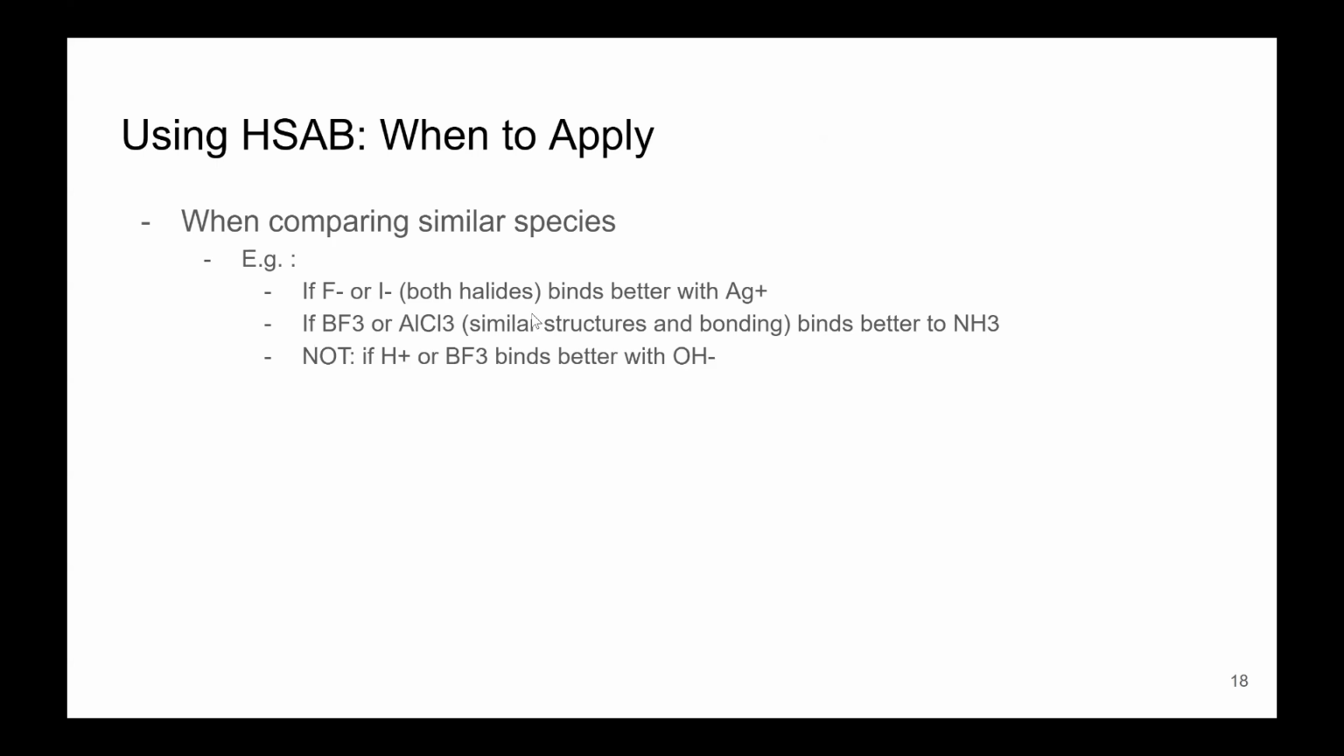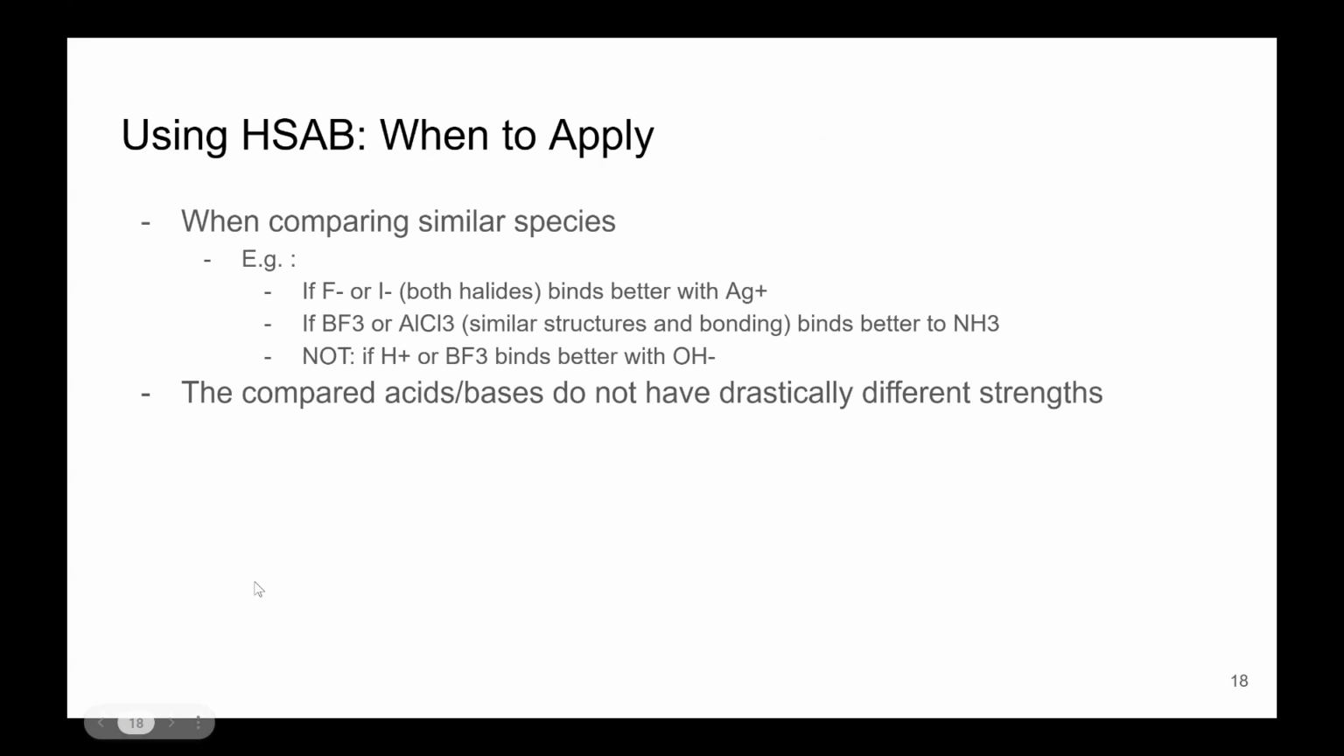But we can't use HSAB when we are trying to determine whether H plus or BF3 binds better with OH minus, because H plus and BF3 are both very different from each other in the way they bind, as well as their electronic structure. They're just very different, and we shouldn't compare between them using HSAB.